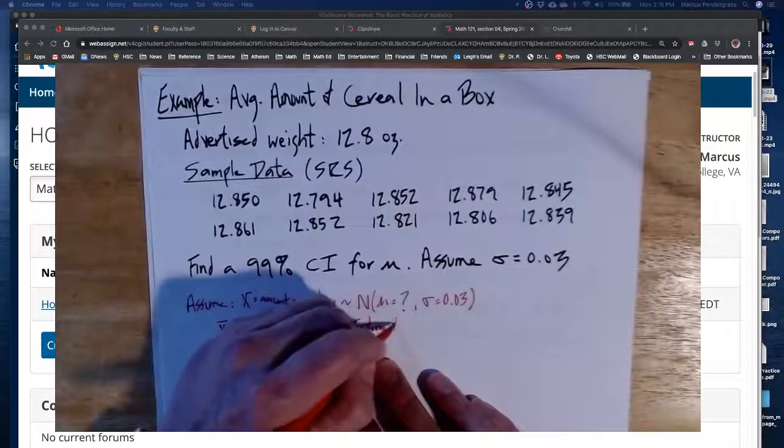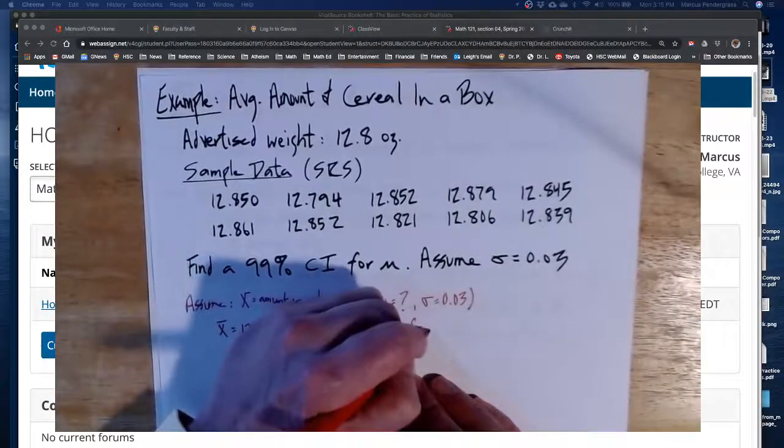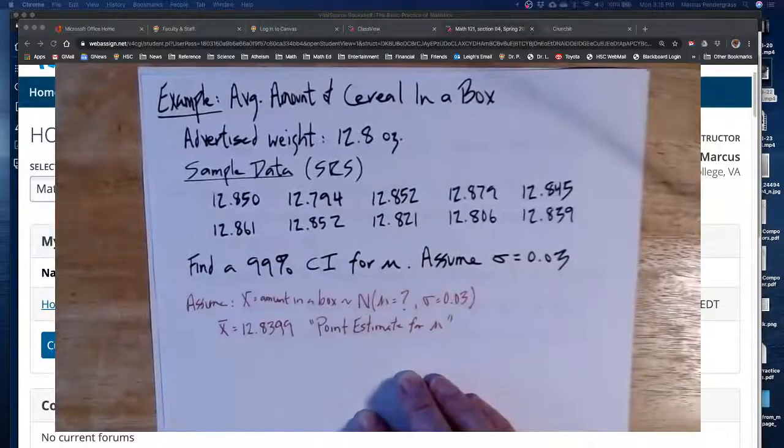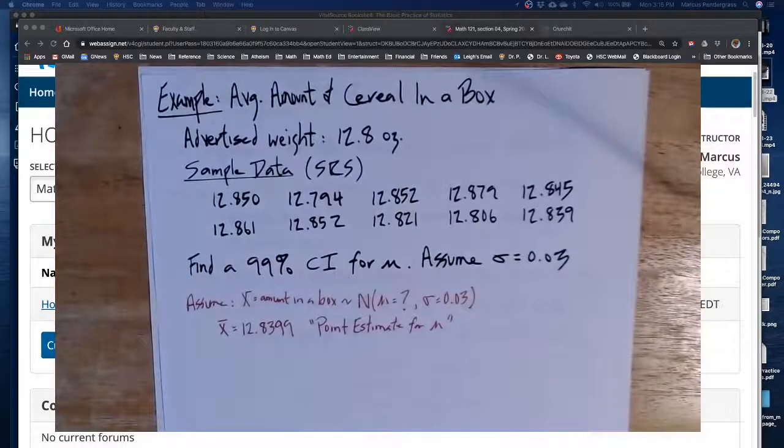X bar is 12.8399. That is called the point estimate for mu. In other words, if I had to make a guess right now as to the value of the true mean, mu, I don't have any better information than just the mean of the 10 boxes that I have. And so x bar is called the point estimate for the true mean, mu.